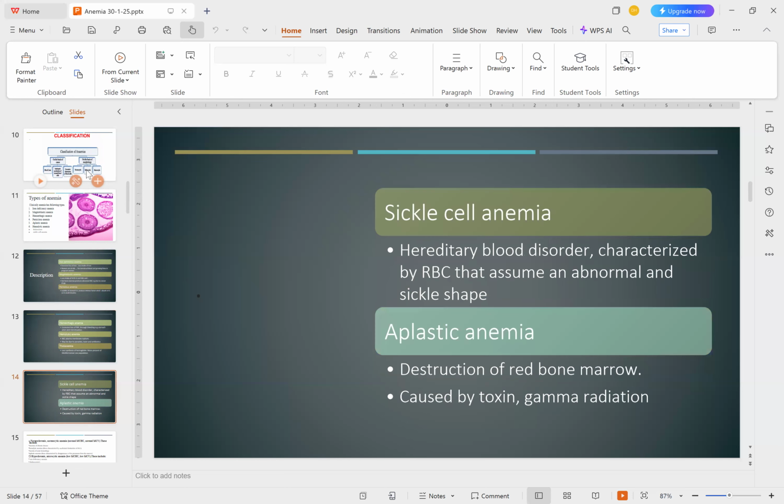In sickle cell anemia, a hereditary blood disorder characterized by RBCs that assume an abnormal sickle shape. In aplastic anemia, destruction of red bone marrow, caused by toxins, gamma, and radiation.